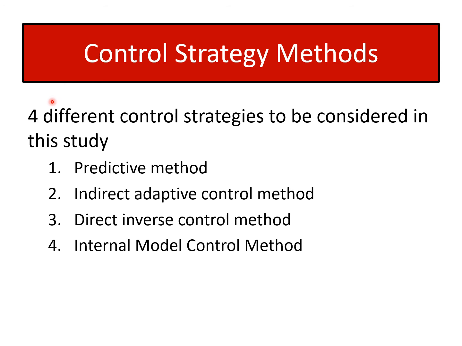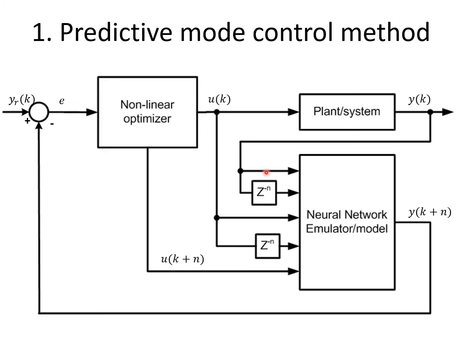From there, we can use them in different strategies in control. We have the predictive method, the indirect adaptive method, the direct inverse control method, the internal model control method, having the forward model or the inverse model. This is where the neural network becomes a model, or identifying plant, or emulator, you call it, and used in the predictive method. So the plant's model goes into the optimizer, which will come up with the control.